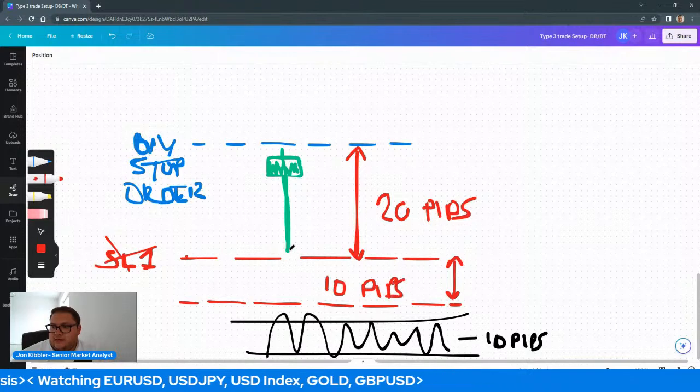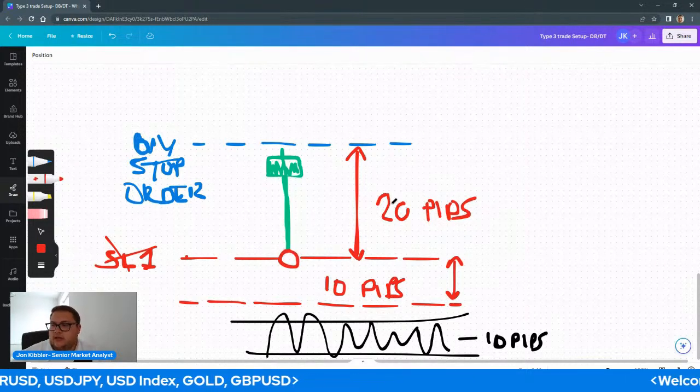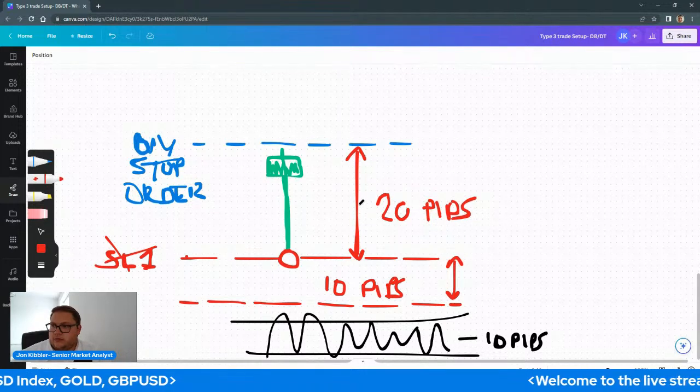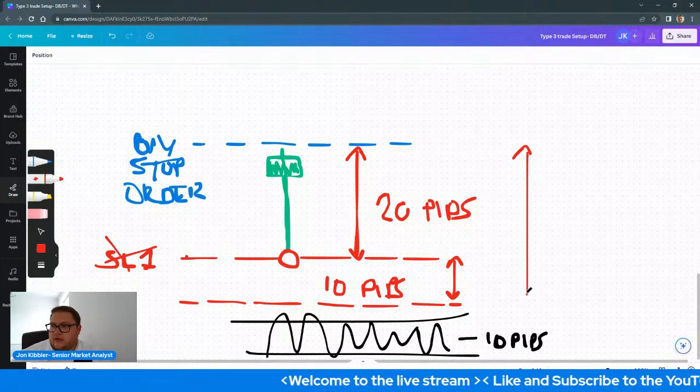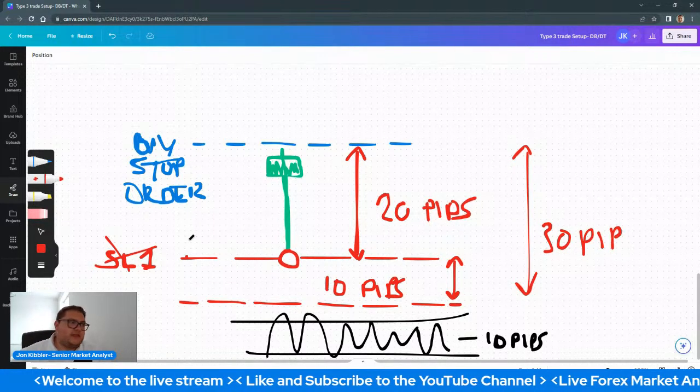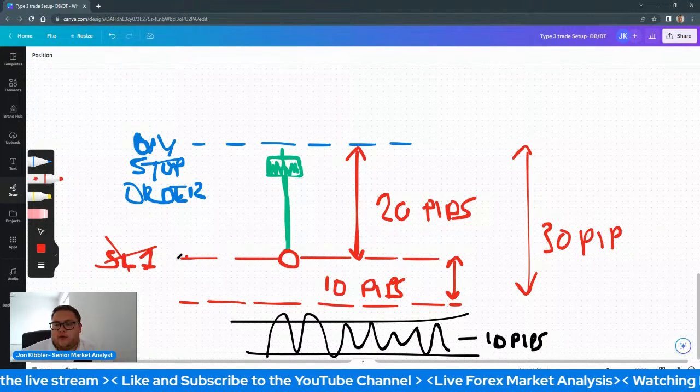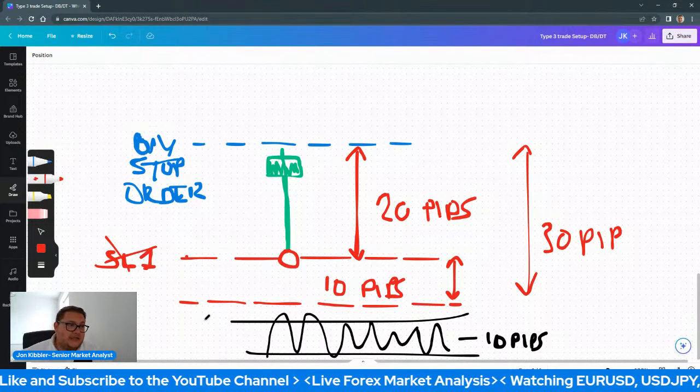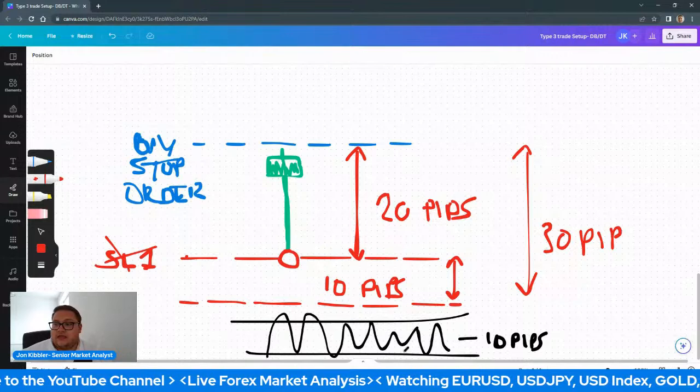So you're going to add it to the low, essentially, of where you'd put your stop loss originally. Your total now is going to be a 30 pip stop loss. The reason why is because it can help. What it does is basically it's helping you with the volatility of the market. It's going to keep you in line.